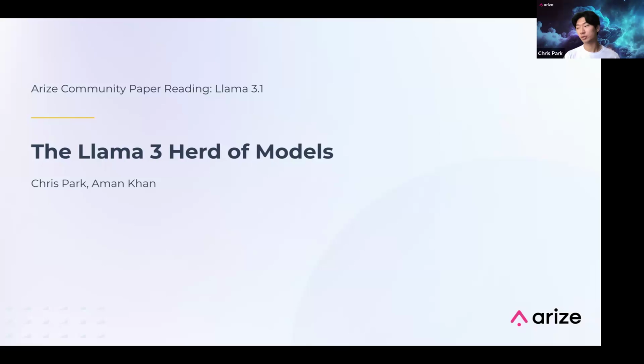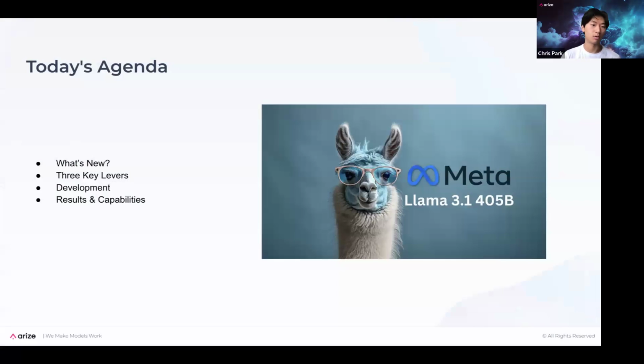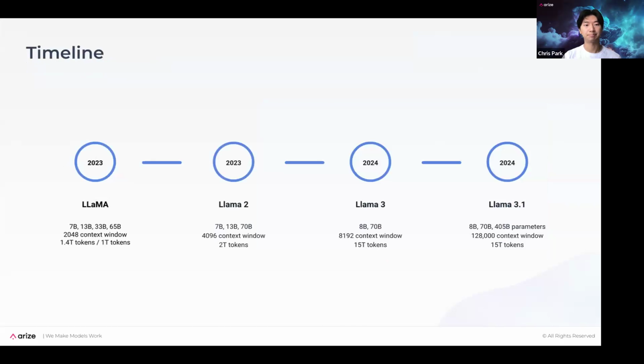And this paper is super long. It's like 92 pages. So like Aman said, we'll just be going over the key points and things that we found interesting. There'll definitely be things that we'll be missing, but I encourage everyone to look at the paper and read the sections they're interested in. So as an overview, we're going to go over what's new, how they developed the model, like pre-training, post-training, and these three key levers that they mentioned, as well as the results, capabilities, and some of the discussions around this new paper.